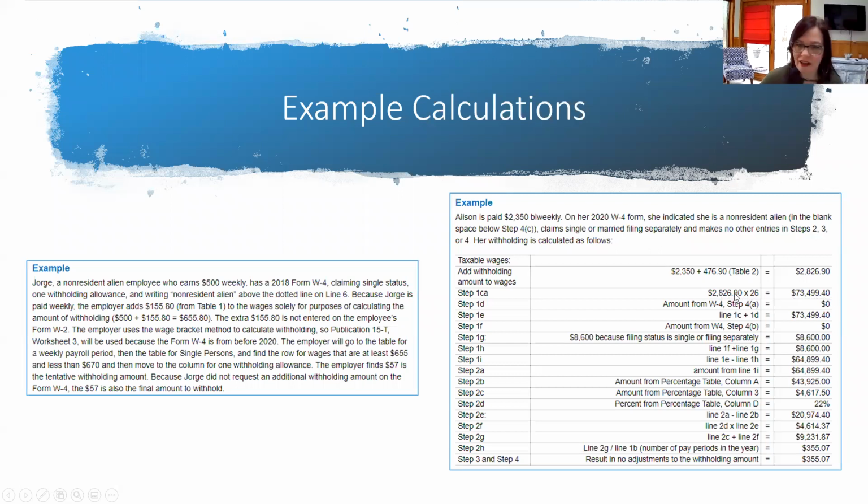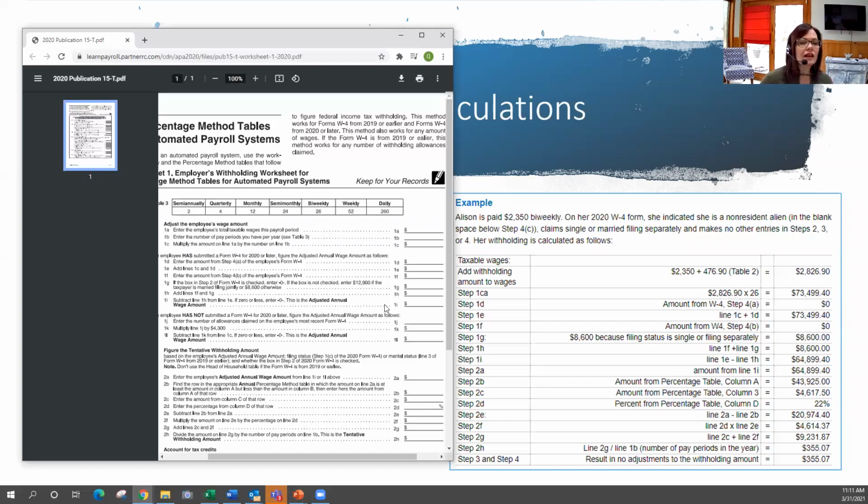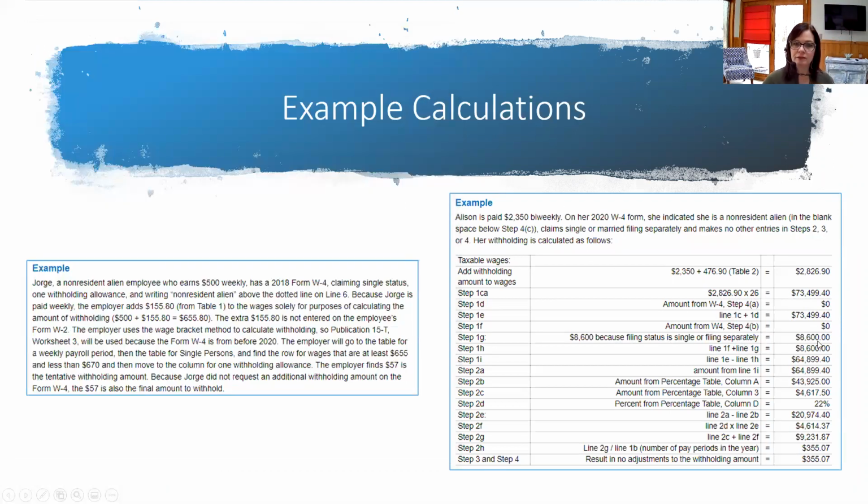Again, that other form is going to give you more details on exactly what each step means. On the form, on line 1G, if the box in step 2 of the W-4 is checked, enter 0. If the box isn't checked, enter $12,900 if the taxpayer is married filing jointly, or $8,600 otherwise. So we're going to use the $8,600.